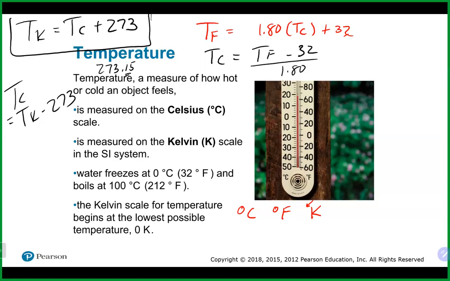Again, out of these four, this one, outside of chapter two or three or wherever, the temperature formula is probably going to be the one that you would use pretty much the most. Second to that would be this one, taking Kelvin, subtracting 273, and getting Celsius. But that's definitely something you should know.